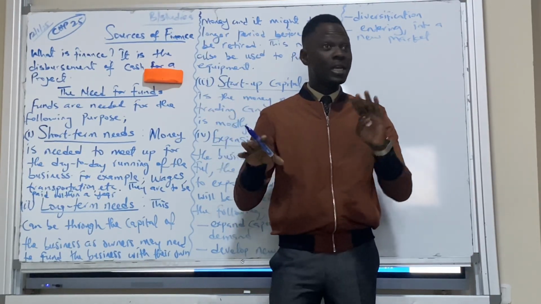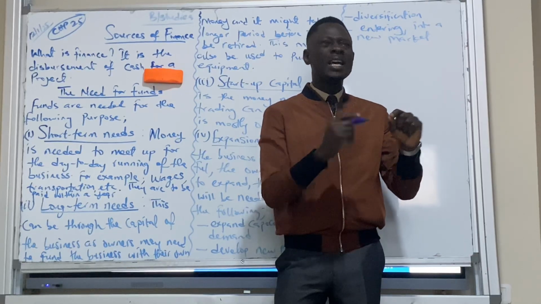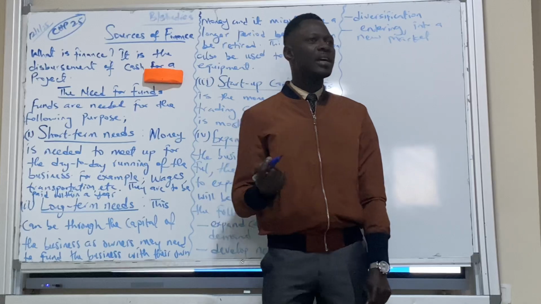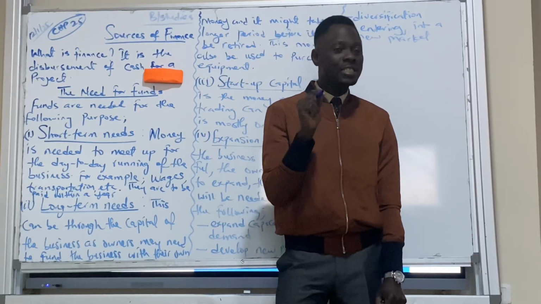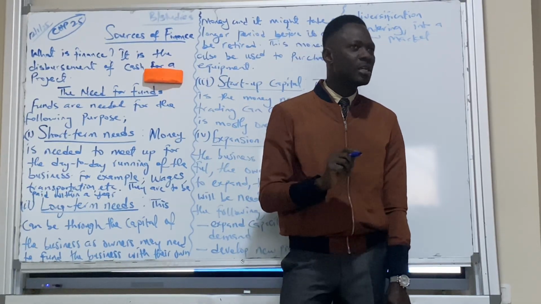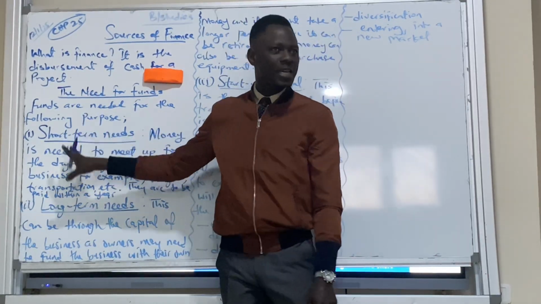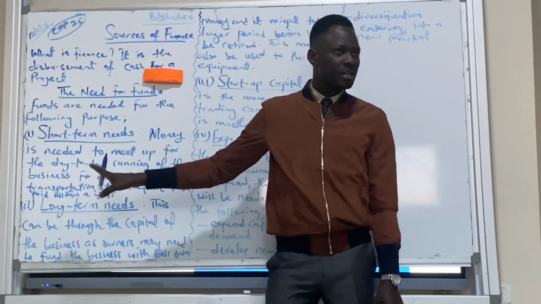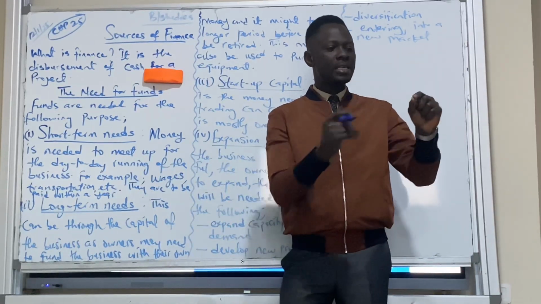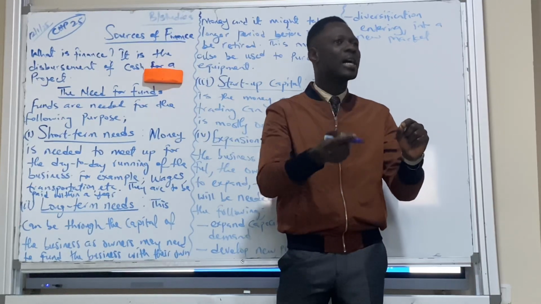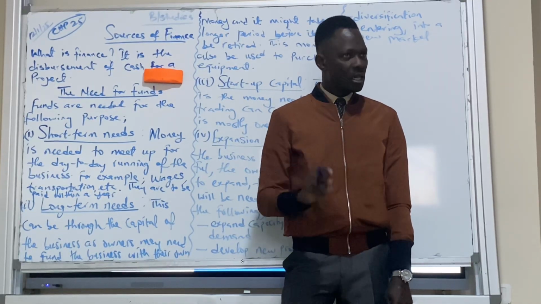So we need cash. That means a business cannot be successful without it. Cash is the lifeblood of every business. Without cash, you cannot excel. So businesses need cash every now and then. The cash they need every now and then to run the business is called short-term finance. Do you understand short-term finance here? So the need for short-term finance is because we need cash or money to run the day-to-day activity of the business. Is it clear?